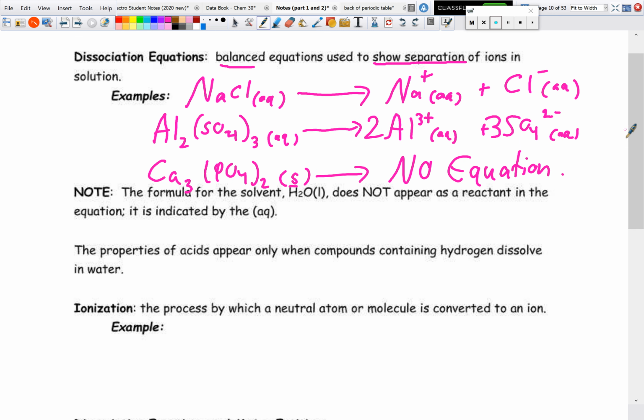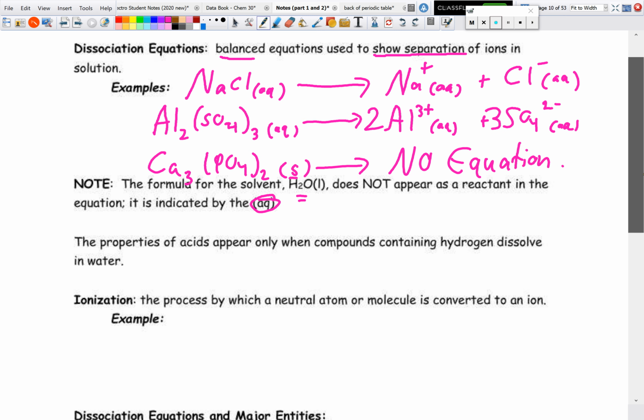Now you will notice that inside these equations, water does not appear as a reactant, because it's shown as the aq there. So even though we write aq specifically right here, we know water is present.